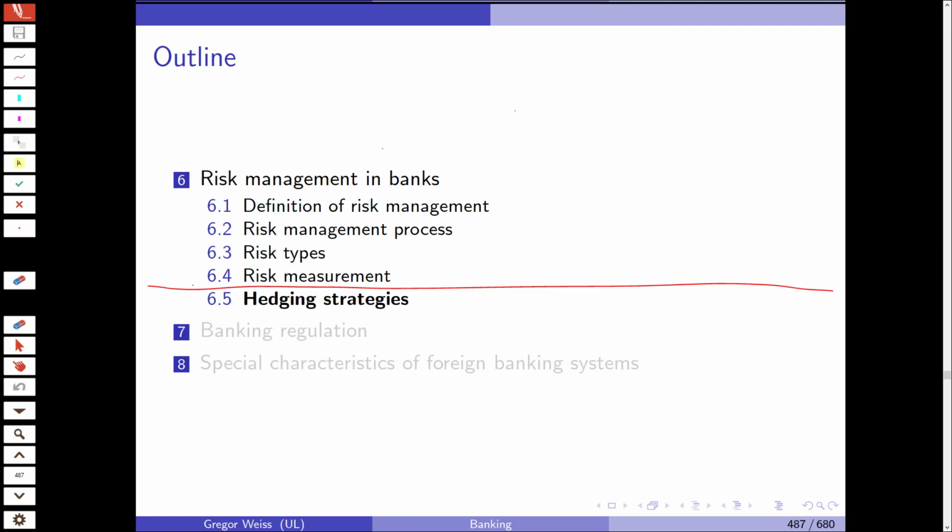Last week we stopped after our discussion of risk measurement, and we now want to shortly discuss some different strategies for hedging risk, because these are the strategies that banks will employ in their risk management to make sure that all risks that the bank is exposed to are adequately assessed and adequately handled in the bank.